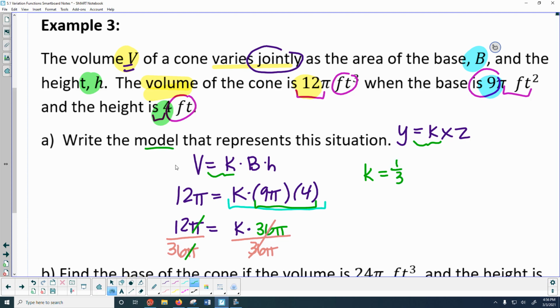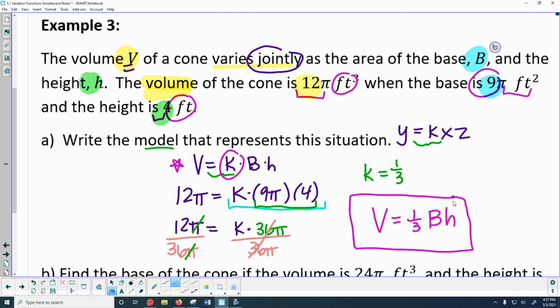Well, what is our model now? Well, our model is going to be where we started, but we now know this value of k. So V equals 1/3 times the area of the base times height. And that's the model we need before we can move on to any follow-up questions.